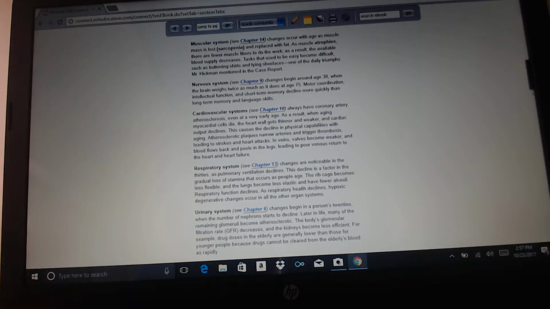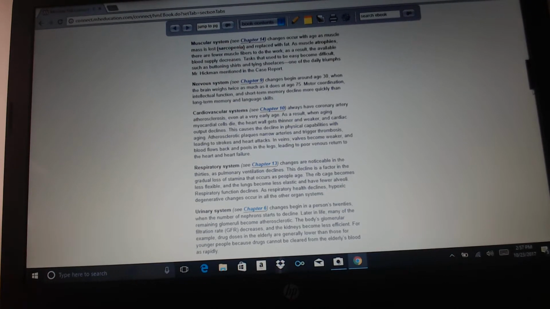Nervous system changes begin around age 30, when the brain weighs twice as much as it does at age 75. Motor coordination, intellectual function, and long-term memory decline more quickly than short-term memory and language skills. The cardiovascular system.